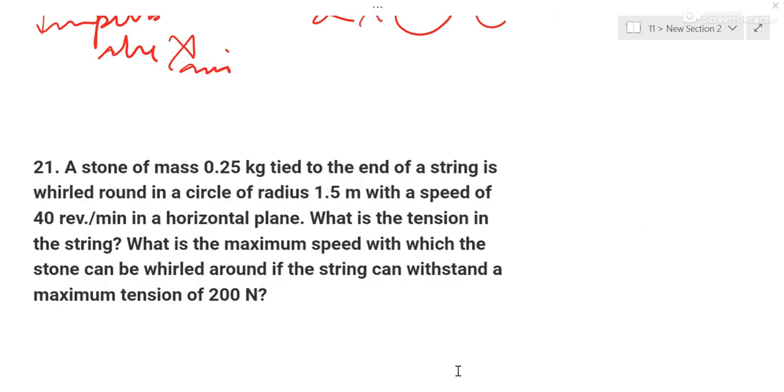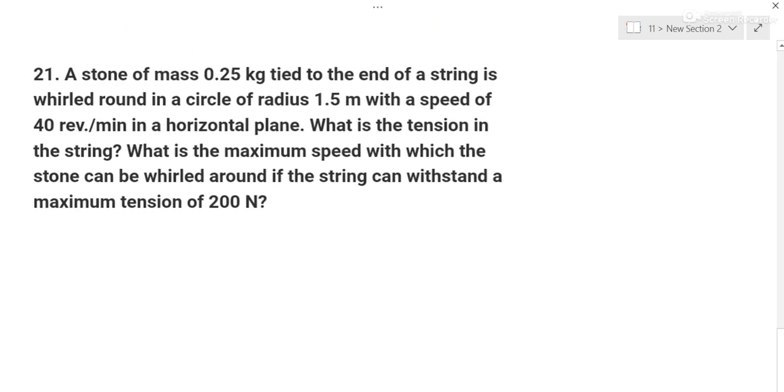Let us see this question. A stone of mass 0.25 kg. So the mass is given as 0.25 kg.